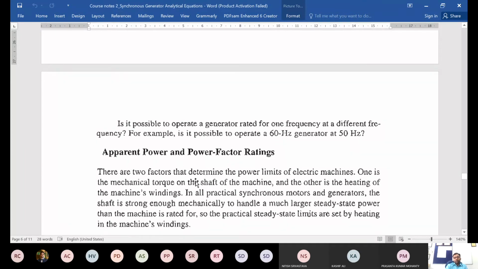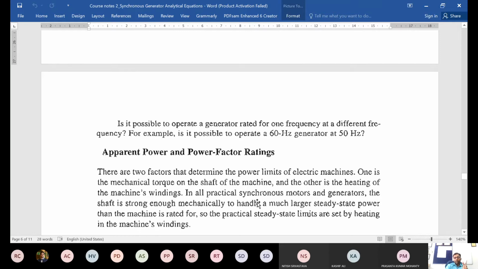So it says here there are two factors that determine the power limits of electric machines. One is the mechanical torque on the shaft of the machine, and the other is the heating of the machine's windings. So there are these two limitations for the power generated. One is how much mechanical torque the shaft of the machine can take, and another is that whenever power is generated, there will be a current flowing through the windings. The current will cause some I square R losses, some ohmic losses, and these I square R losses appear as the heating of the windings. So these are the two limiting factors.